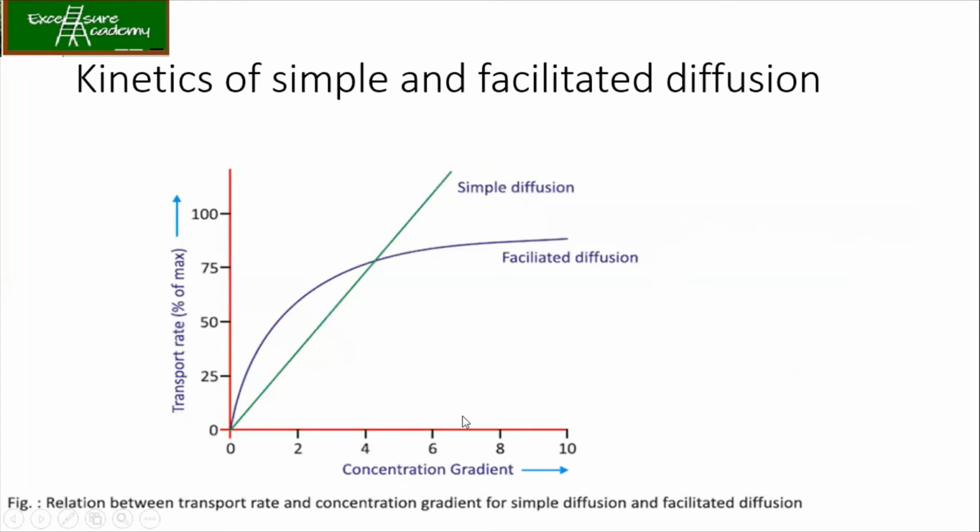Now, this is very important. This graph is really very important. So what this graph is saying? So here you have got the concentration gradient and the transport rate. कैसा होता है? यहाँ पे solute था पहले, substrate था और यहाँ पे आपका enzyme activity था. Okay. Similarly, here we are having the concentration gradient. Here we are having the transport rate.